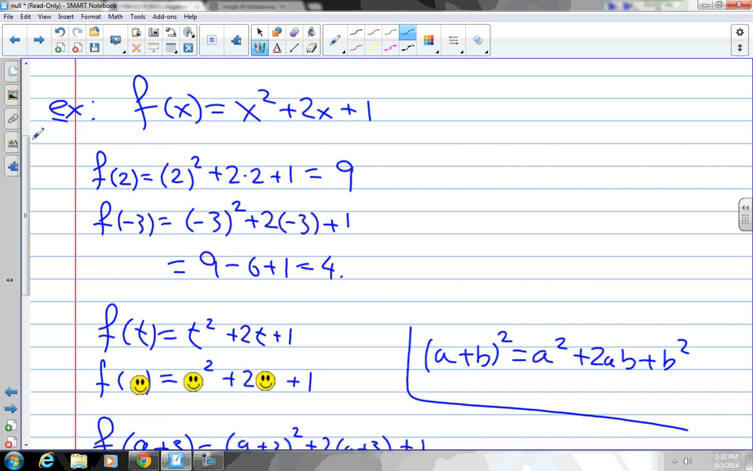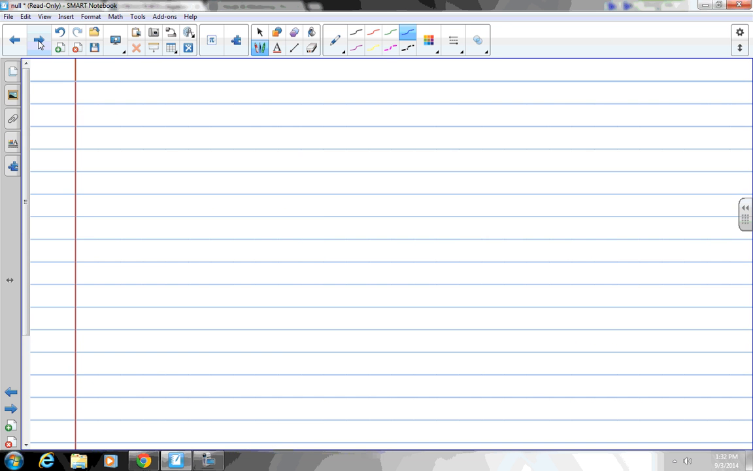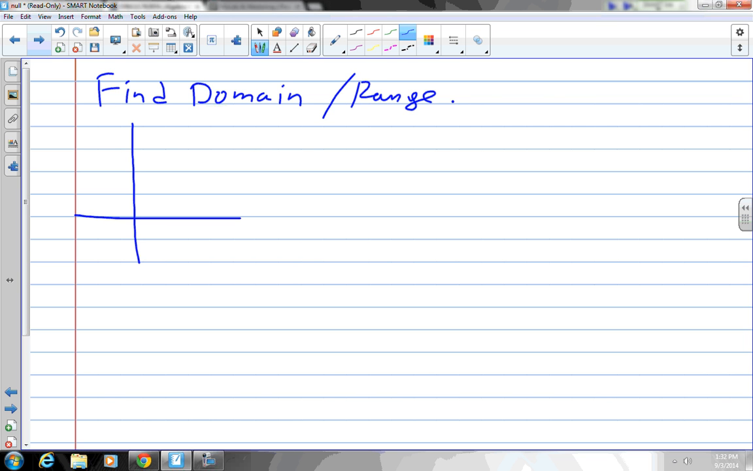Another way to think of this: domain is everything x can be. The range is everything that f of x can be. X is domain, f of x is range. I can actually give you a picture, a drawing of sorts. Something like that.